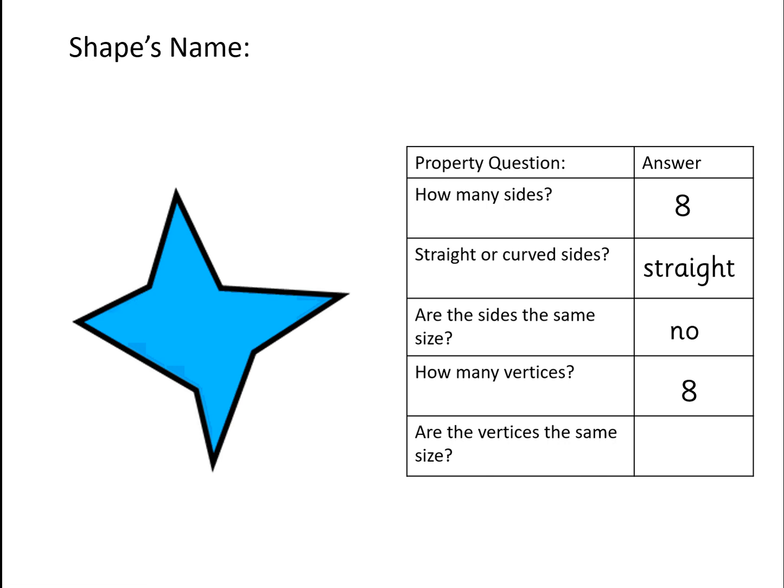And are they the same size, the vertices? No, they're not. This one's quite small, comes to a point. This one's massive, called an obtuse reflex angle. Okay, and the shape is an octagon. This is an irregular octagon.